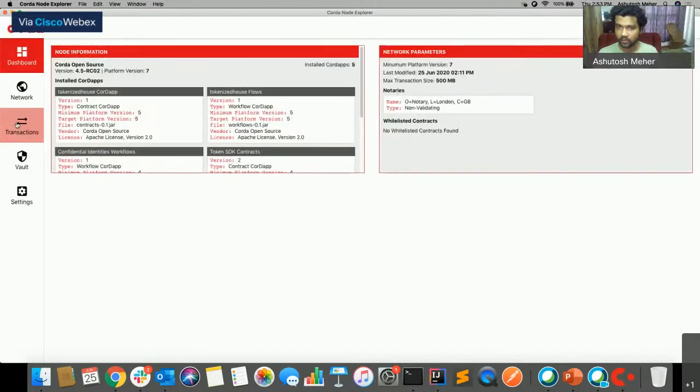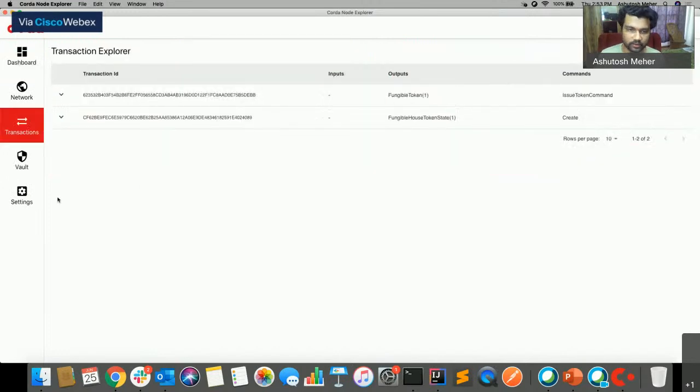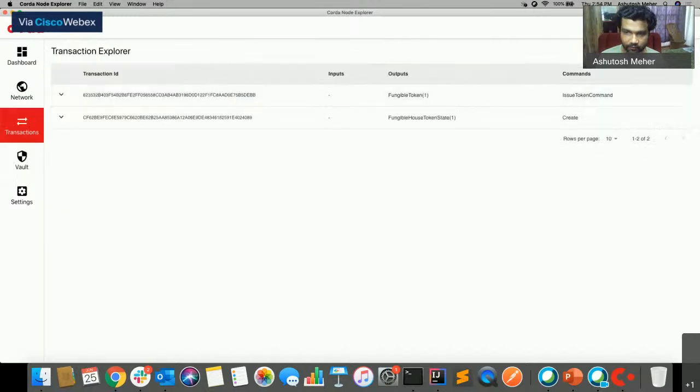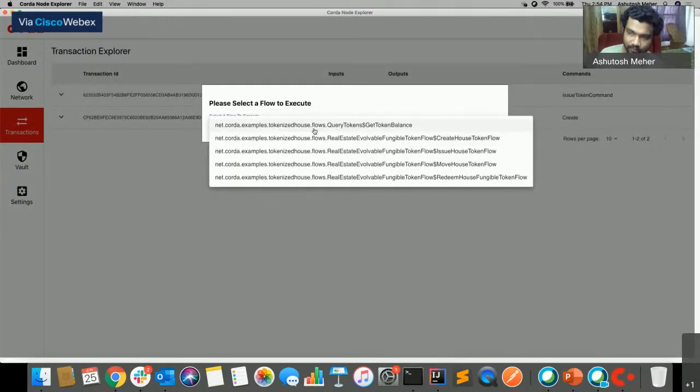Yep. Now I'm logged in as buyer. You can see the same transactions, and if I go to the vault, I have one more state, which is our fungible token, and the amount is 1,000. But if you're using it from a front end or something, then I have this convenient flow which is written, called query token balance.